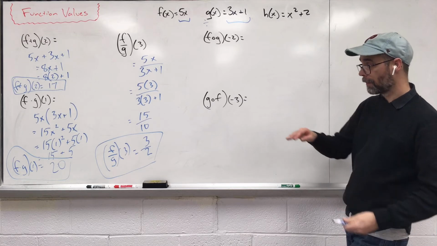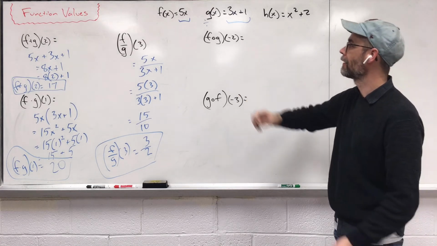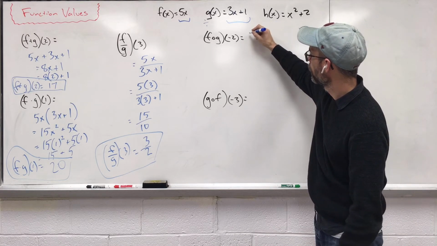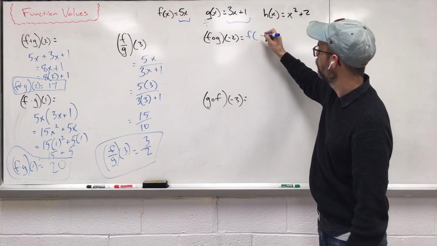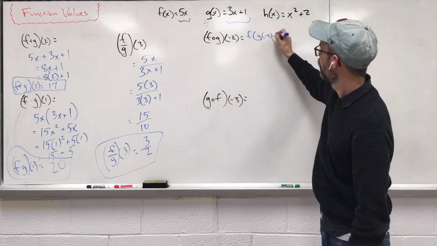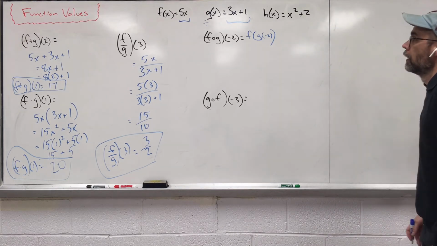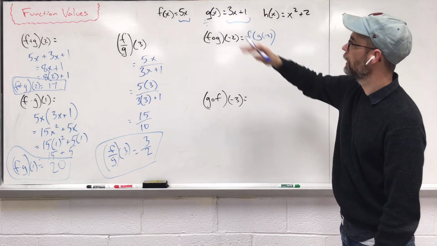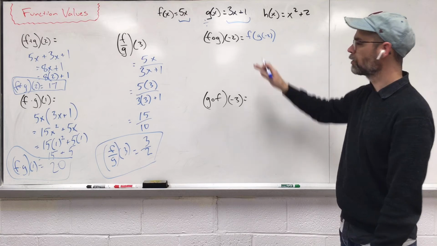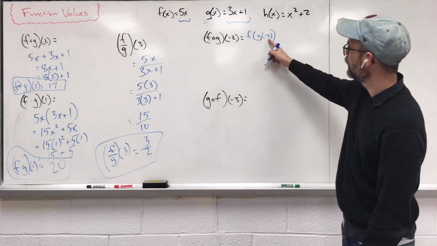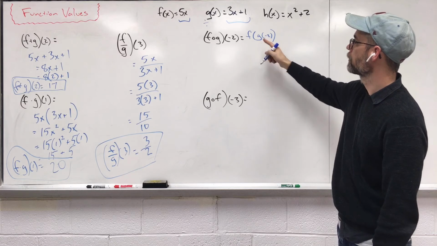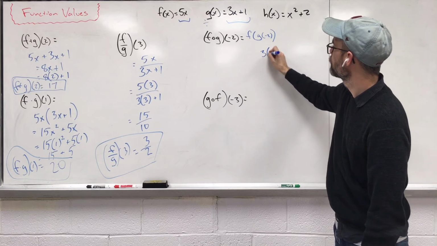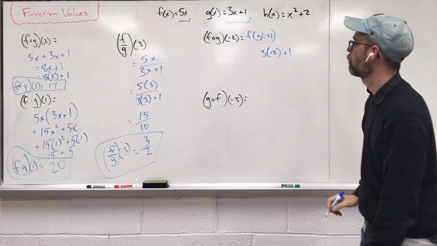Okay, now to the composites. We're taking one problem and plugging it into the other. Before I do anything, I like to rewrite them just to make it a little easier to understand for me. f of g of negative 2. I'm taking this g problem and plugging it inside the f. So let's work backwards here. I know negative 2 goes in for the x. Looking at g, I want to rewrite that and say 3 times negative 2 plus 1.